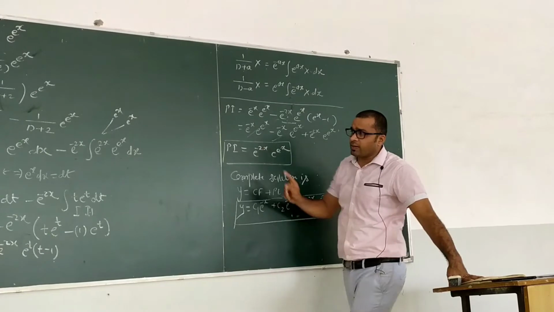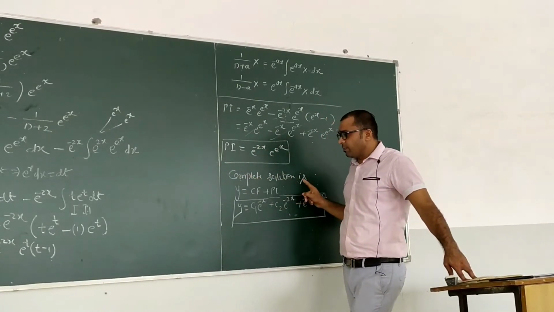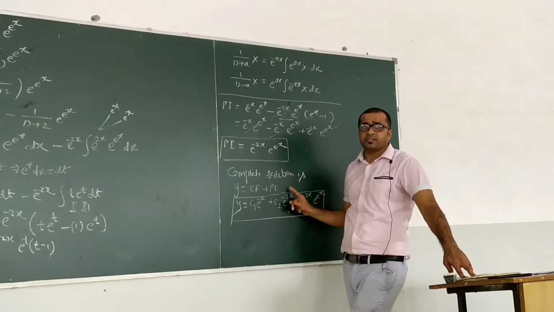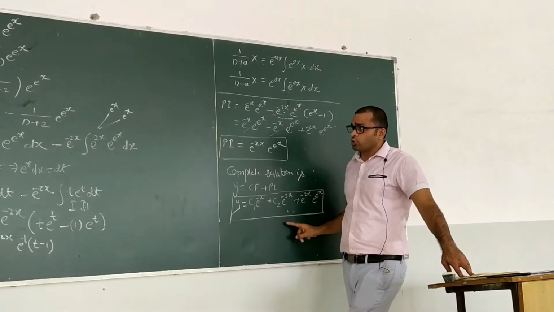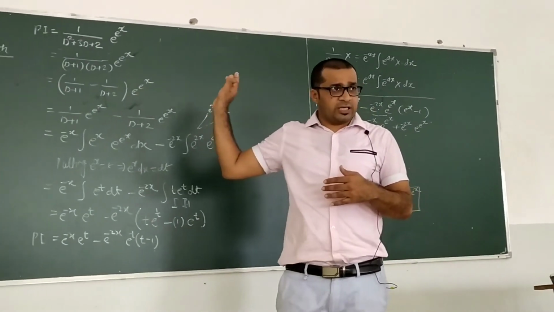PI. Just combine that complementary function and the particular integral to write down the complete solution, that is y is equal to CF plus PI. This gives the complete solution. So this way we solve the example over the general case PI.